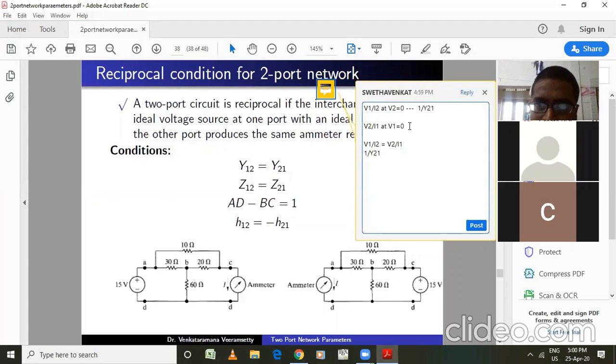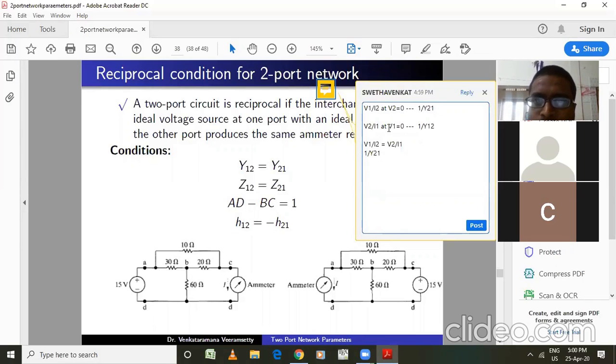Right? Similarly, this also can be written as, at V1 equal to 0, V2 by I1. So Y12 equals I1 by V2 at V1 equal to 0. Y12 can be defined as the ratio between I1 and V2 at V1 equal to 0. But here, at V1 equal to 0, the ratio is V2 by I1. So we can write this as 1 by Y12.